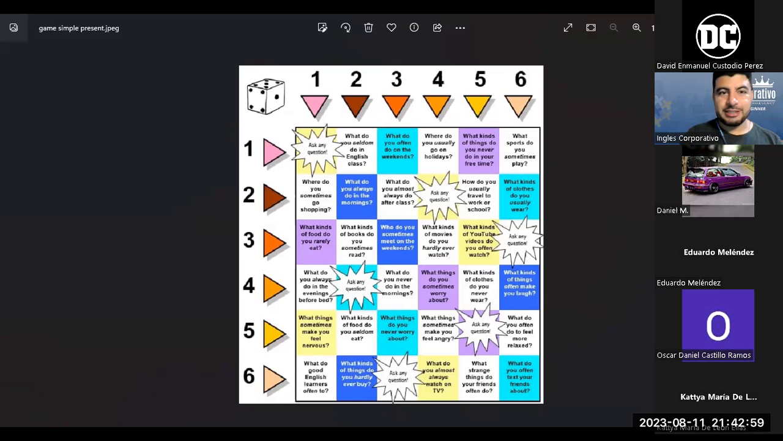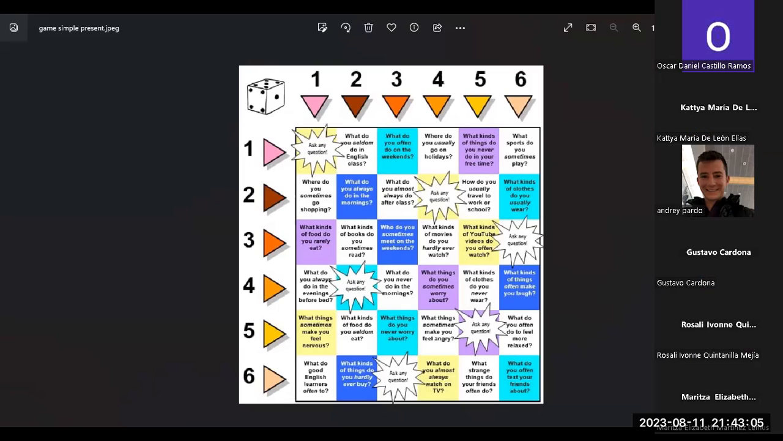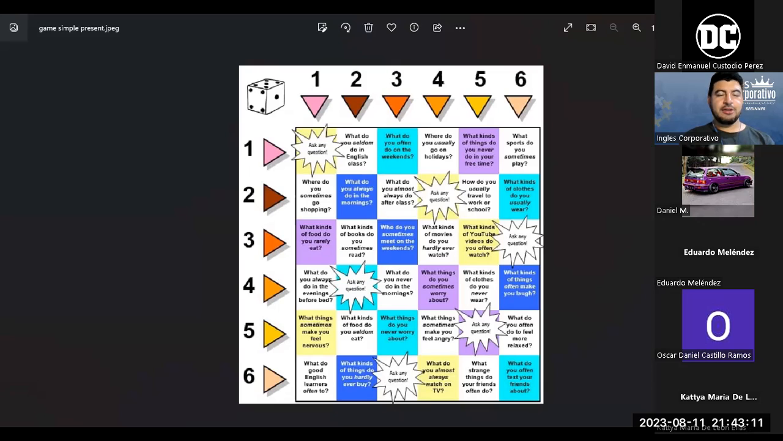¿A quién vas a quemar, Maritza? Please. Mention one of these classmates. Los que están como listeners o como oyentes no cuentan. Oh, va. Rosalí, le debe dinero. Present. Okay, Maritza, what number? Number four. Number four. La parte de arriba. And number five, hacia abajo.